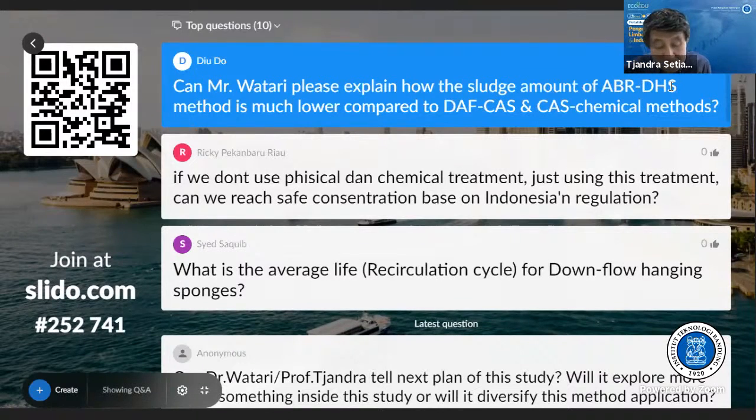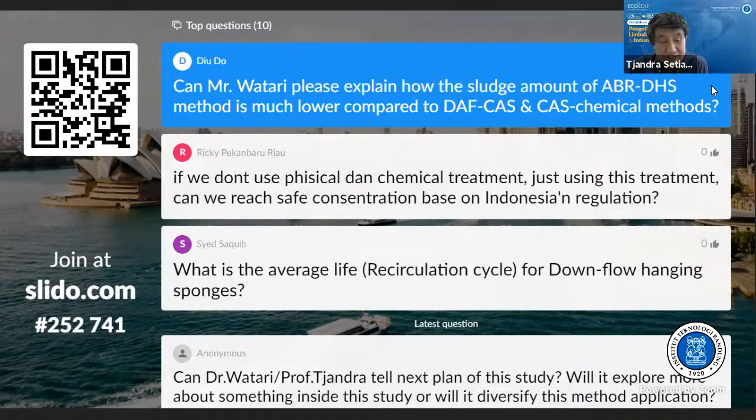You have explained that for ABR and DHS the sludge production is relatively low. That's correct, right? With DAF and CSS, sometimes you have to use chemicals as well, and CSS with chemicals also produces chemical sludge.